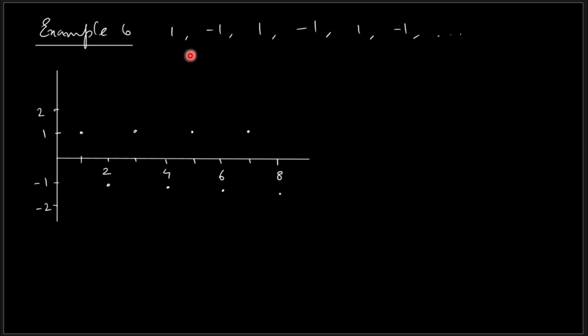Next example, in this we have an alternating sequence, the terms alternate, right? Minus 1, 1, minus 1, 1, minus 1, and so on. So the first term, we plot 1 comma 1 to denote the first term, we plot 1 comma minus 1 to denote the second one, and so on. So these terms also follow an alternating path or a zigzag path, whichever way we want to see.